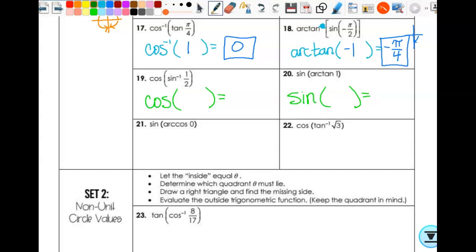Cameron, what's the sine inverse of 1/2? Pi sixths. And then the cosine of pi sixths is square root of 3 over 2. Very good, thank you.